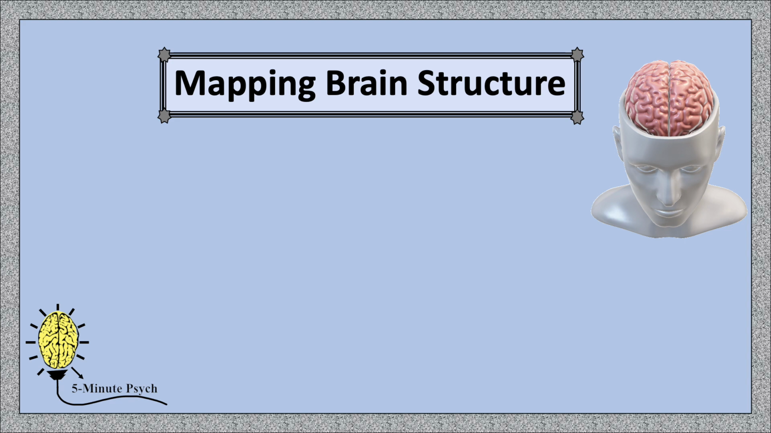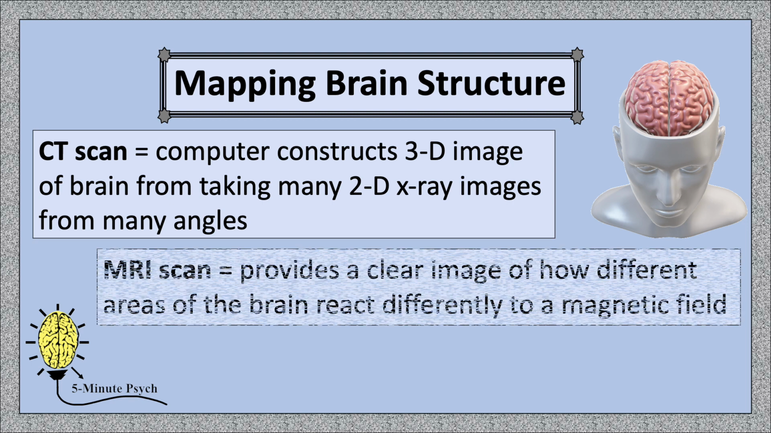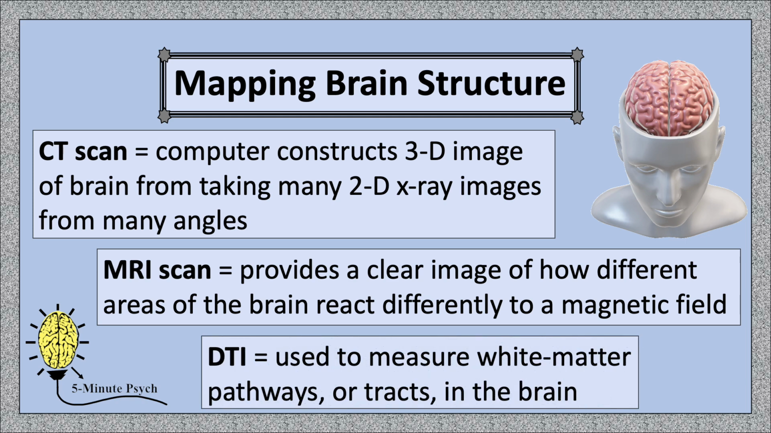The computerized tomography, or CT scan, involves taking multiple X-rays of the brain from many different angles. A computer then constructs a three-dimensional image from all of these different images. Magnetic resonance imaging, or an MRI scan, can provide a very clear picture of the brain by relying on the fact that different areas of the brain are made up of slightly different molecular compositions that respond differently to a magnetic field. Finally, diffusion tensor imaging, or DTI, allows researchers to measure white matter pathways, or tracts, in the brain. Recent research suggests that these white matter pathways may suffer damage in patients with concussions.